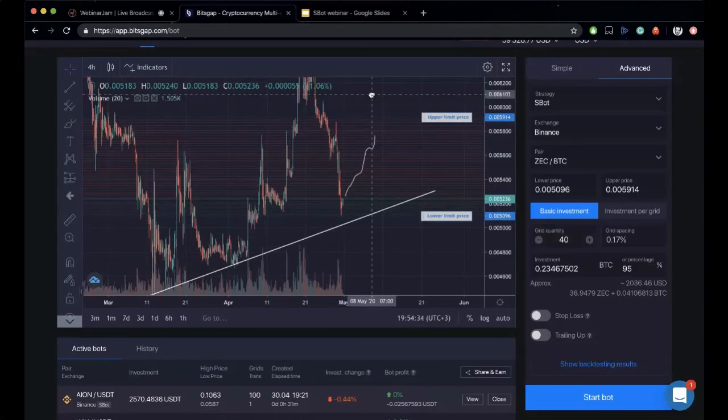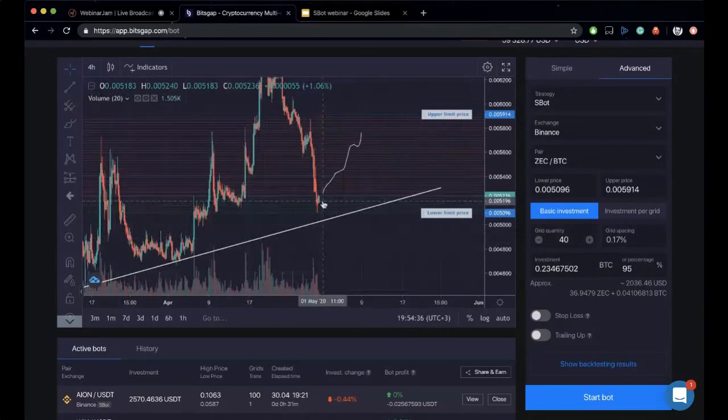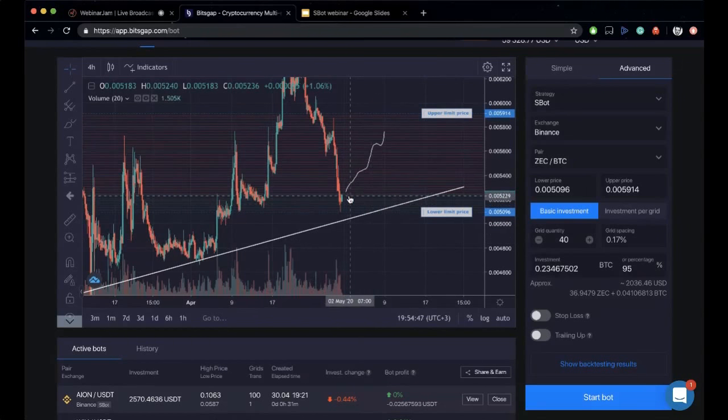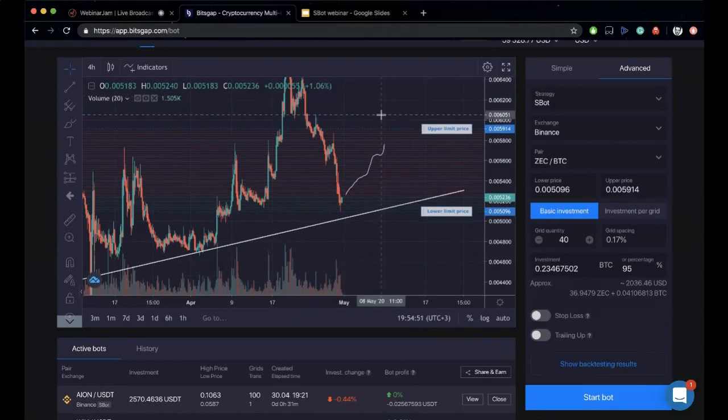So the reason why I have some of the buy orders is that I expect there can be an insignificant fall before a consequent upward formation.